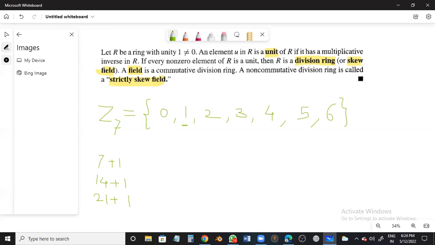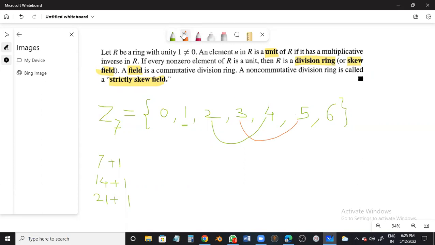3 2s are 6, which is not there. 2 4s are 8, yes. So the inverse of 2 is 4 and the inverse of 4 is 2. Because 2 has an inverse, I can say 2 is a unit element in Z7. 4 is also a unit element in Z7. Now let us move to the next, 3. I know 3 5s are 15, and 15 means 14 plus 1. So the inverse of 3 is 5 and the inverse of 5 is 3.